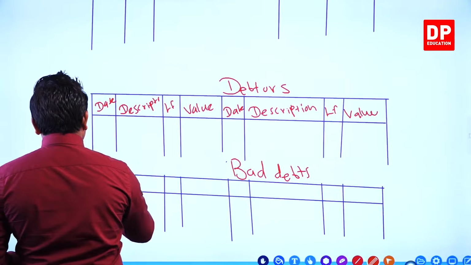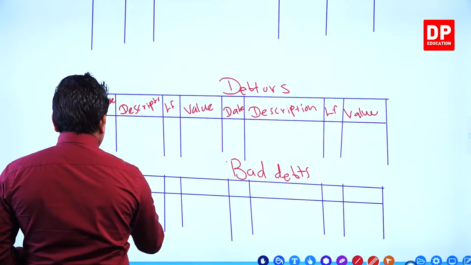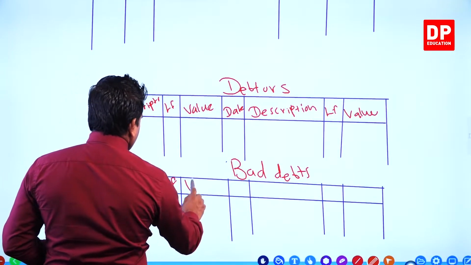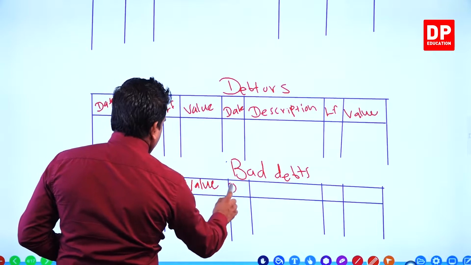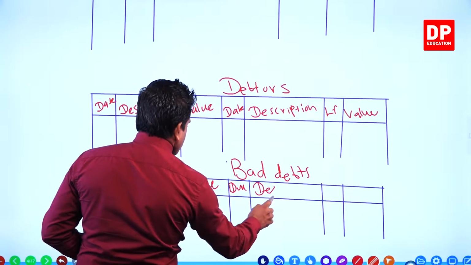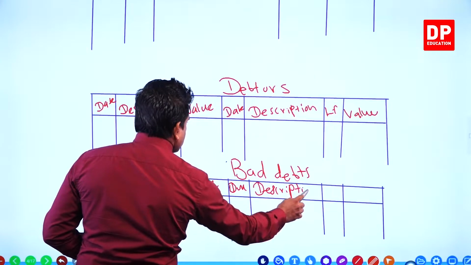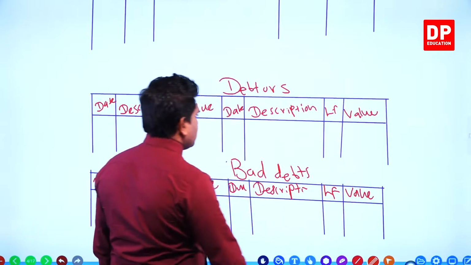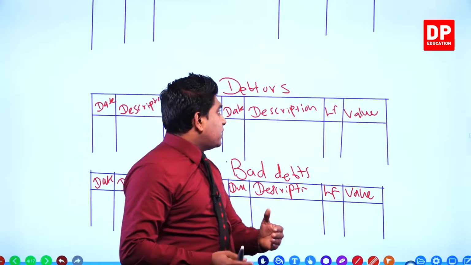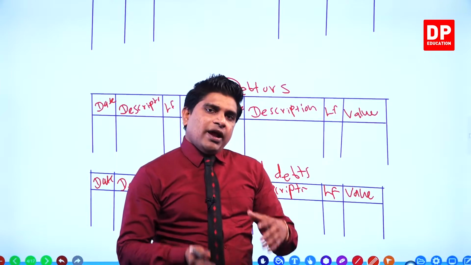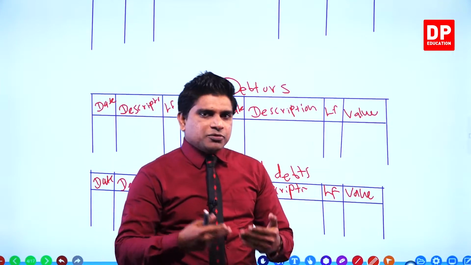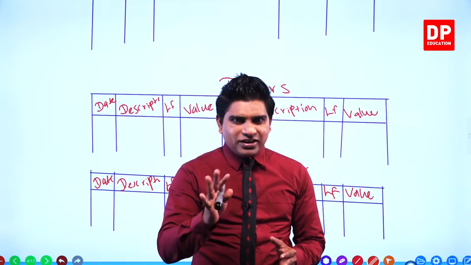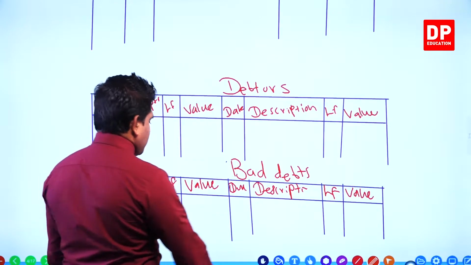Date, description, ledger folio value. Date, description, ledger folio value, right? You repeat and repeat again and again at home. Double entry: bad debts account debit, debtors account credit, bad debts debit, debtors credit, right? Double entry is that.